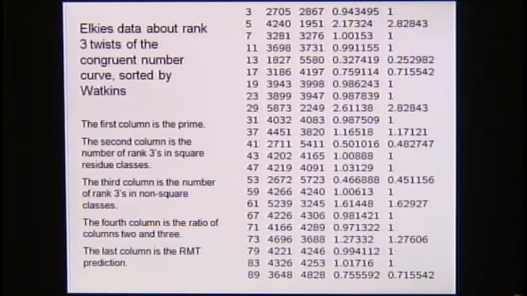For prime, let's see, rank 3s. Oh, this is the prime that you're sorting by. This is the thing that's a congruent number. This is the prime you're sorting by. This is the number of rank 3s in the square residue classes, and in the non-square residue classes, the ratio, and the random matrix prediction. And it's not bad, but the data doesn't go all that far. But it seems like it might work here too.